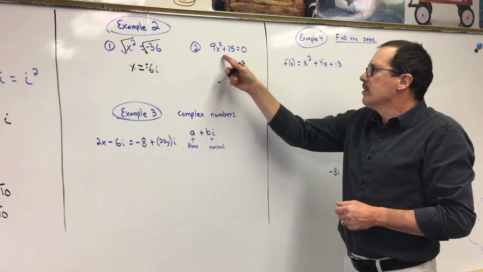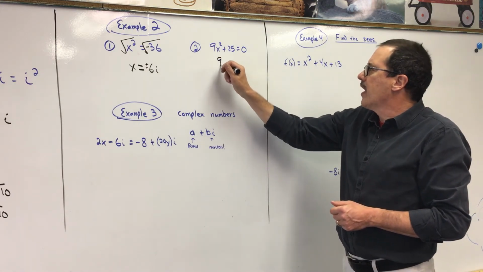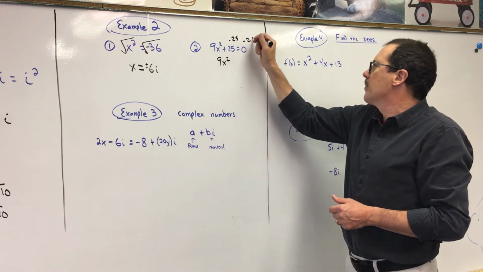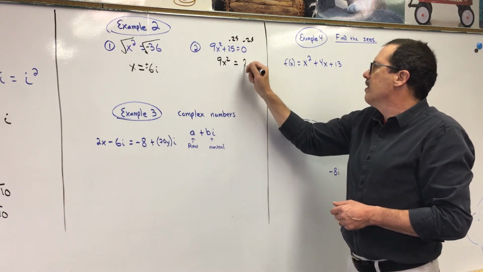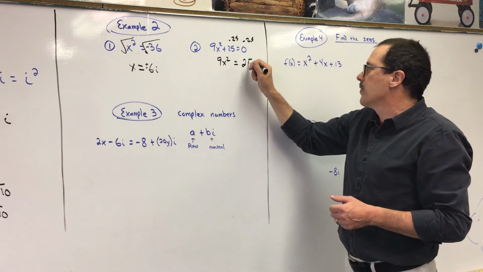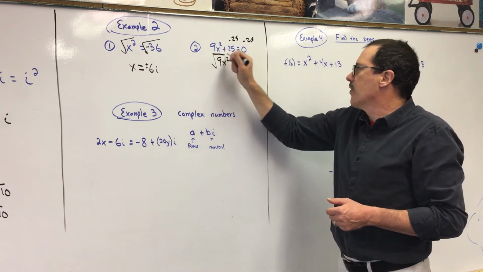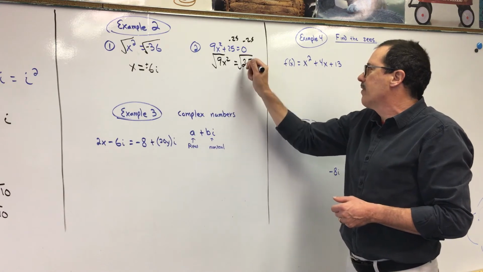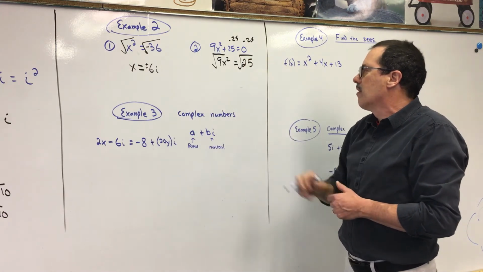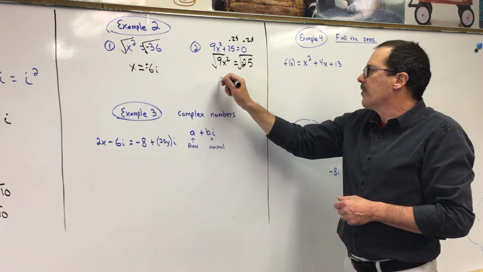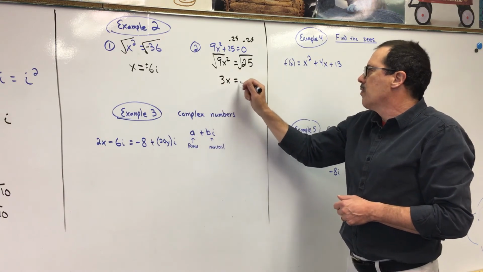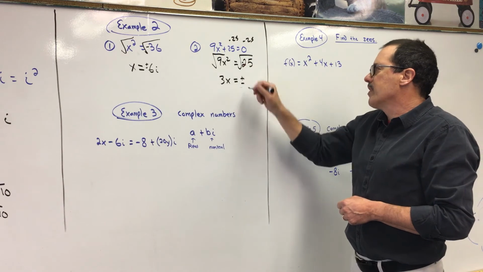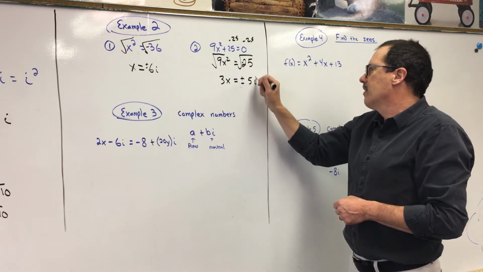For this one, we're going to set up 9x squared. We're going to subtract 25 from both sides, because then we could take the square root of both sides. So the square root of 9x squared and the square root of 25. By the way, when I go minus 25, I should have had a negative right here. So this would be 3x equals plus or minus the square root of 25, which is 5, but there's a negative, so this would be 5i.